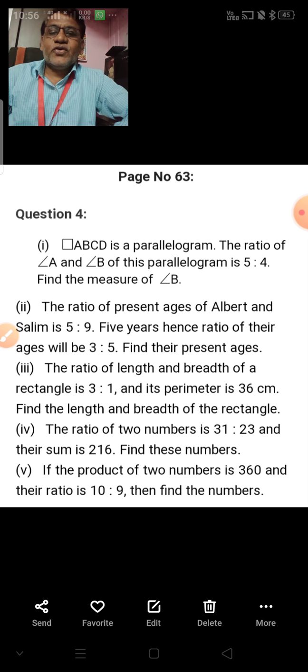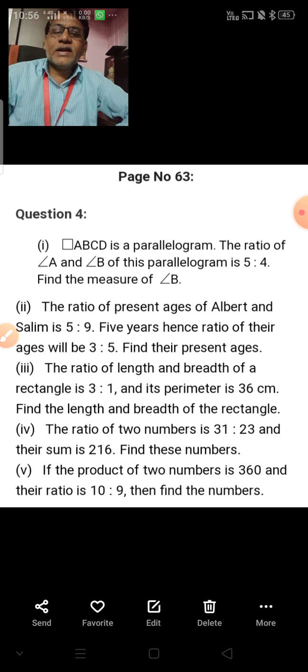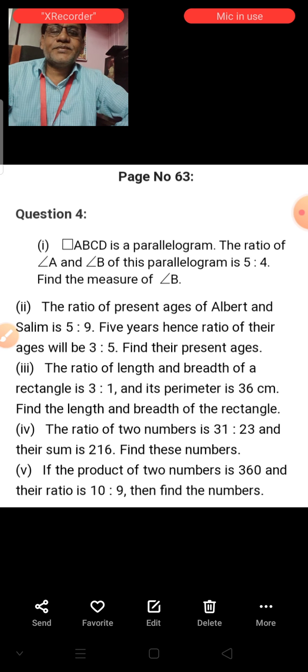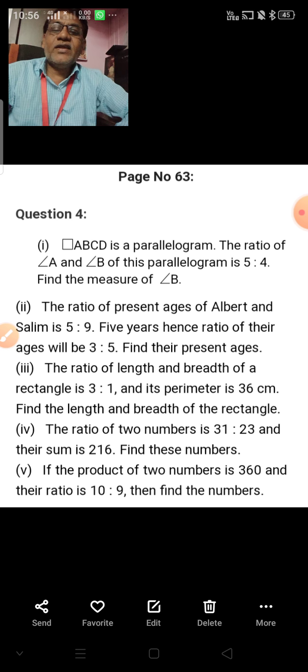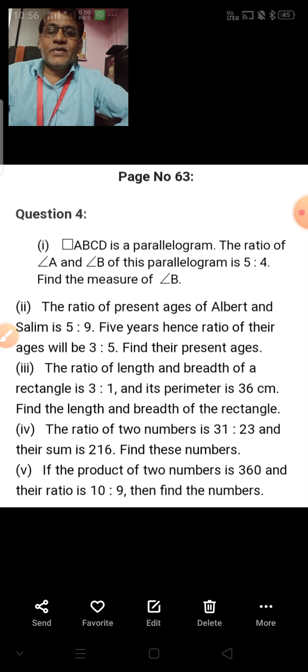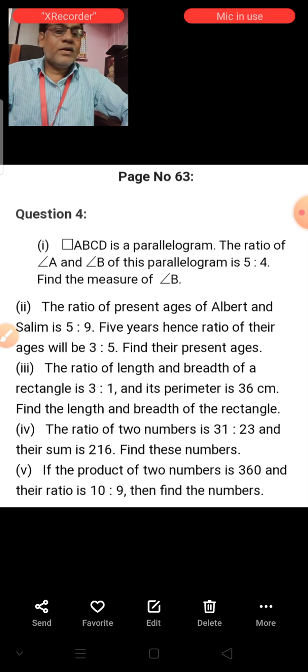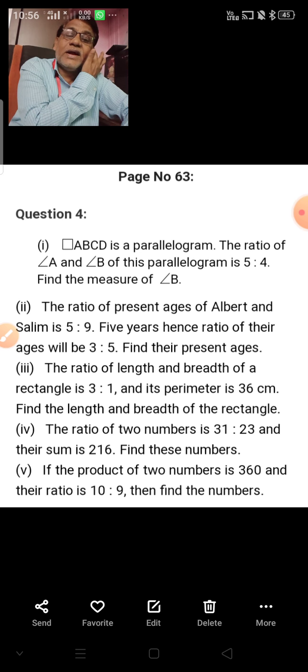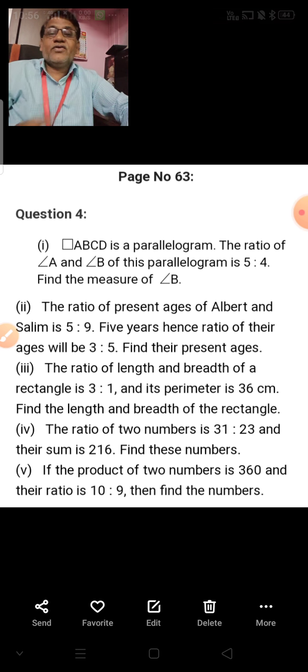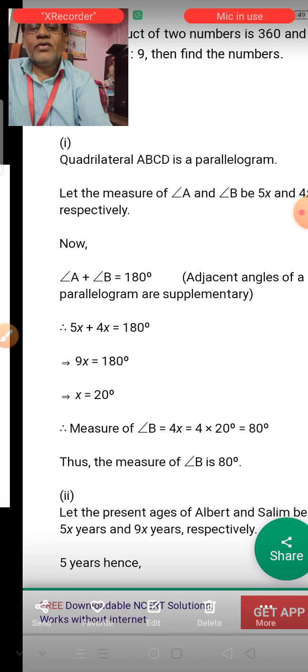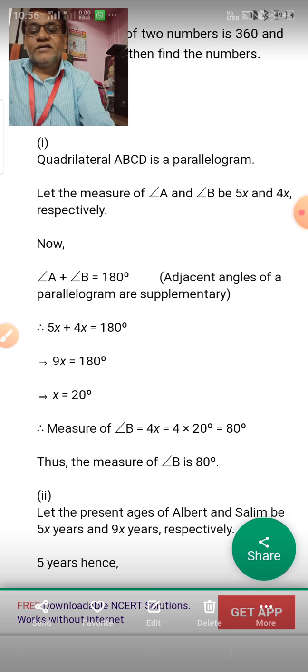So, the first question is: quadrilateral ABCD is a parallelogram. The ratio of angle A and angle B of this parallelogram is 5:4. Find the measure of angle B. So you have to find out the measure of angle B and the ratio is given. So how to find it now? Come to the question. See here now.